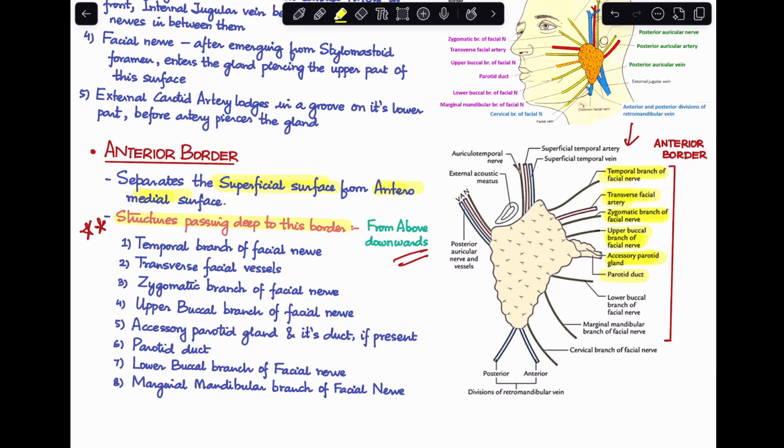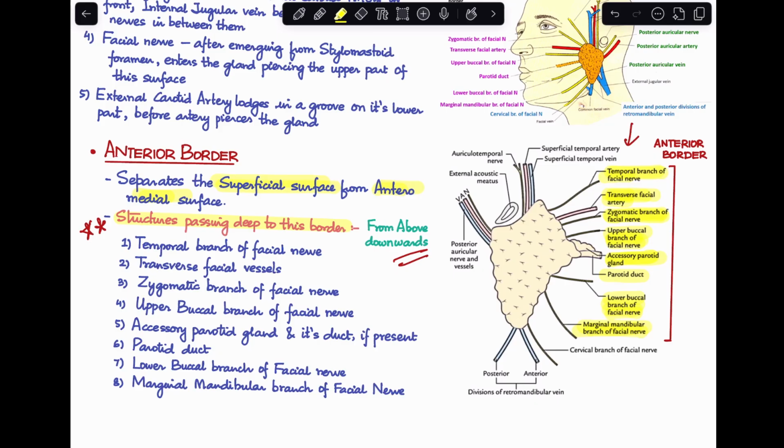And what is submandibular duct called? It is known as Wharton's duct. Okay, next structure is the lower buccal branch of facial nerve. Next is marginal mandibular branch of facial nerve. So these are all the structures that are passing underneath the anterior border of the parotid gland. It is a long list, and you need to remember in the order of above downwards. What are the structures in order passing deep to this border?